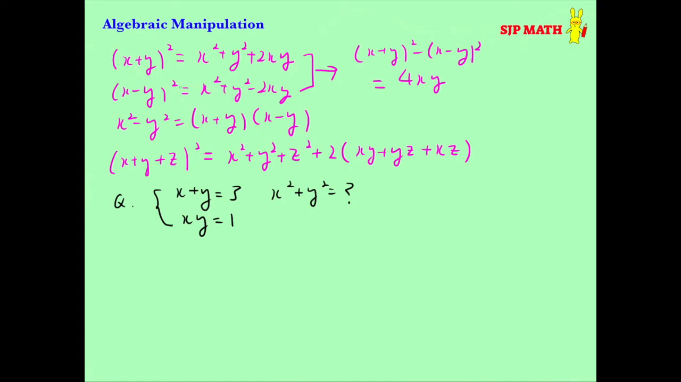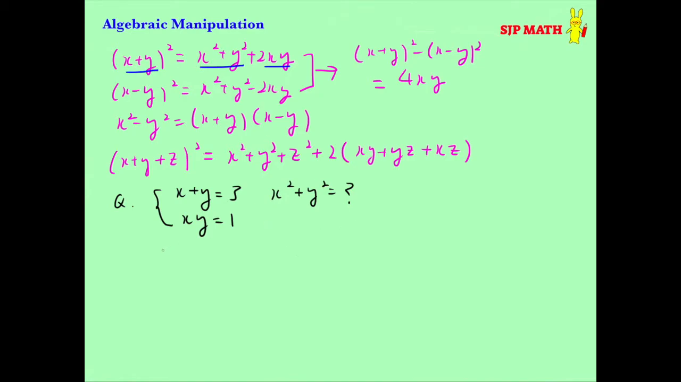So we know the value of x plus y, and we know the value of xy. Then if we plug these values into this identity, we straight away get the value of x squared plus y squared. So if we know x plus y and we know x times y, then if we plug them into this equation, we can find the value of x squared plus y squared.